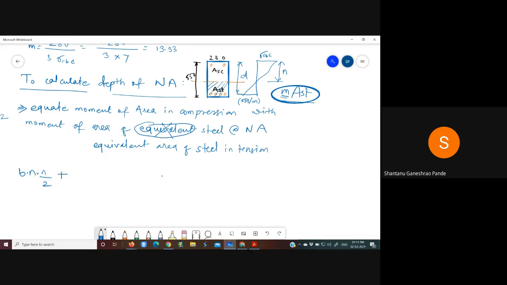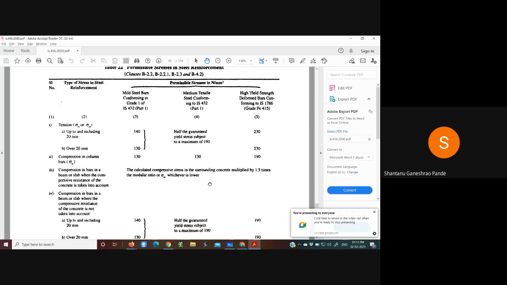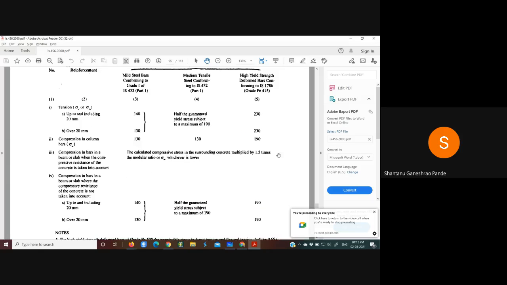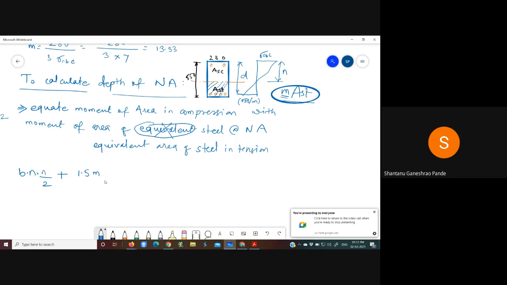Now this will be 1.5 m. So in case of compression, we have to multiply the modular ratio by 1.5. This is also given in IS 456. If you recollect that discussion, it is Table 22, wherein it is mentioned that we have to multiply the modular ratio by 1.5. So 1.5 times ASC is the equivalent area of steel in compression.